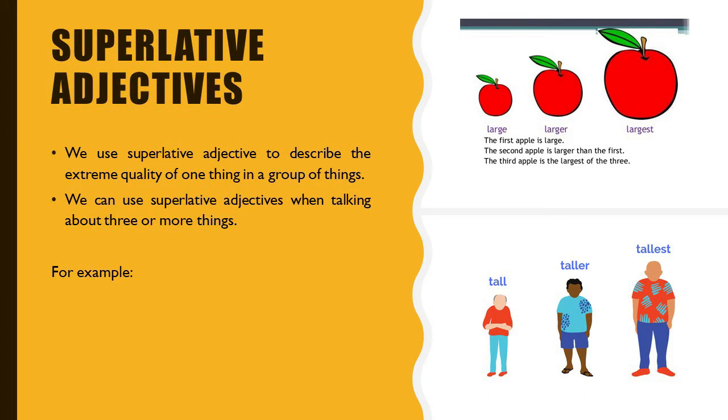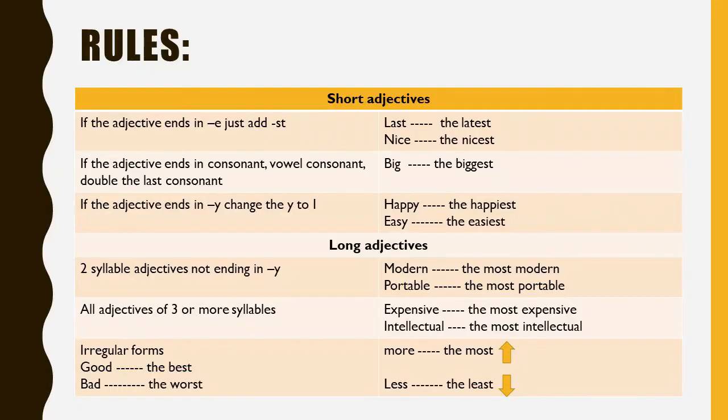So now I'm going to explain how you can use the superlative adjectives. We have some rules. And what are the rules? It says that for short adjectives, we have three different forms. Number one, if the adjective ends in E, we just need to add ST. For example, late, latest, nice, nicest, right?